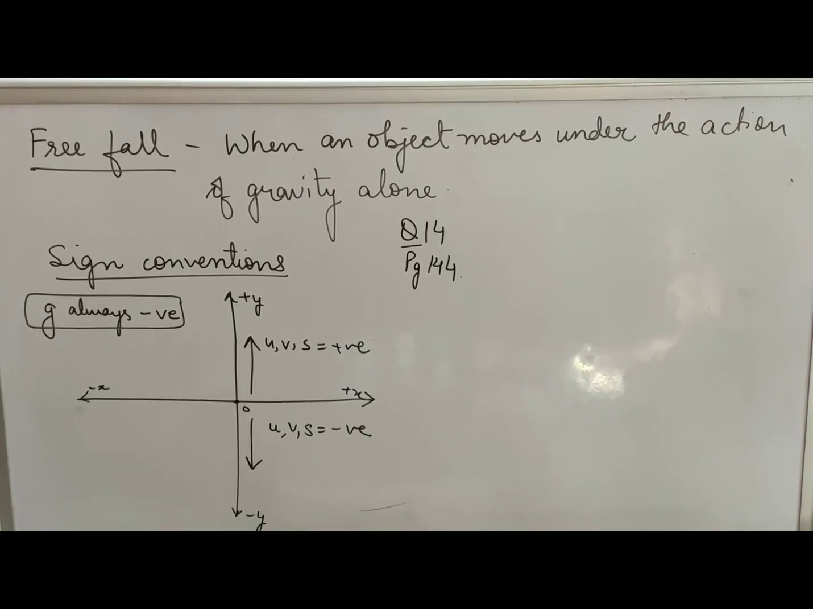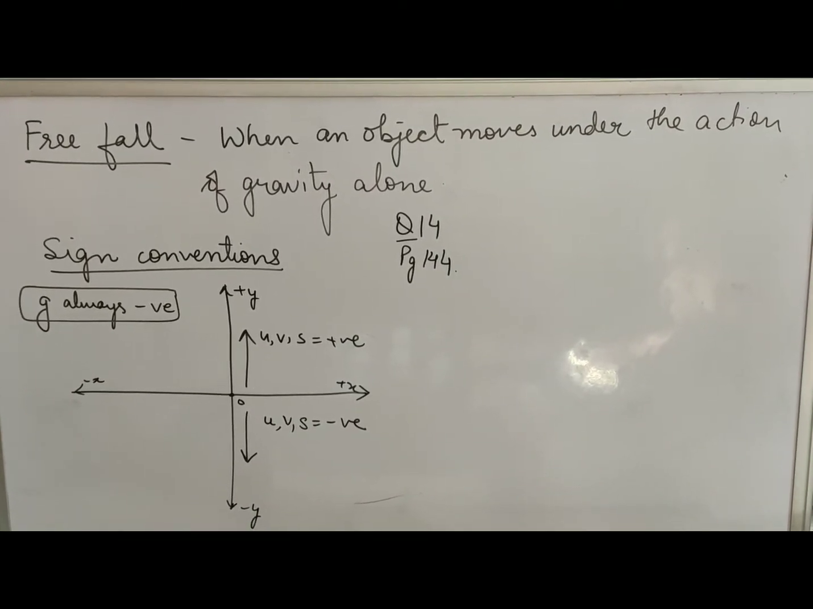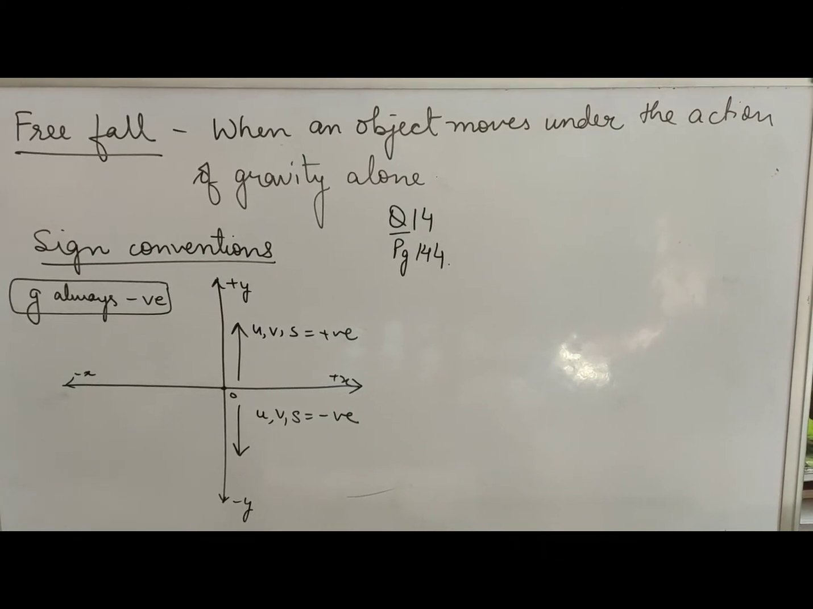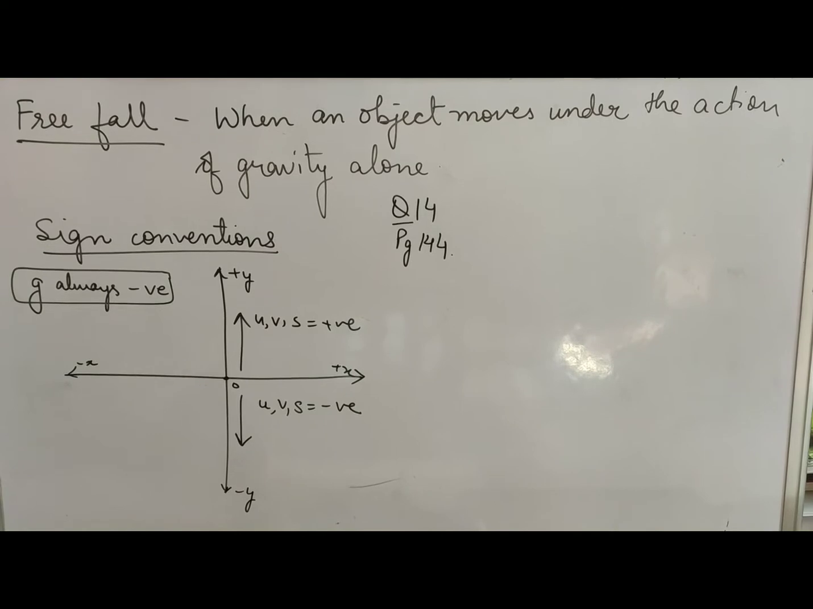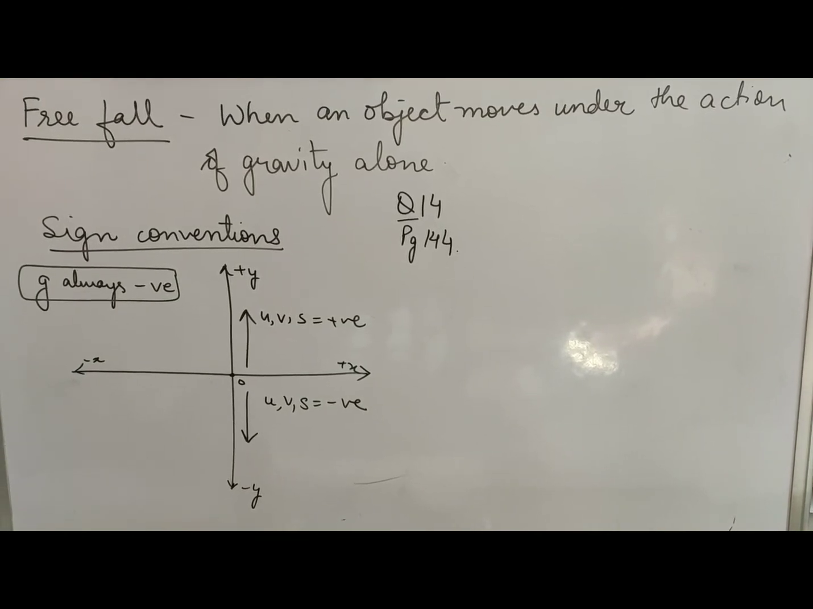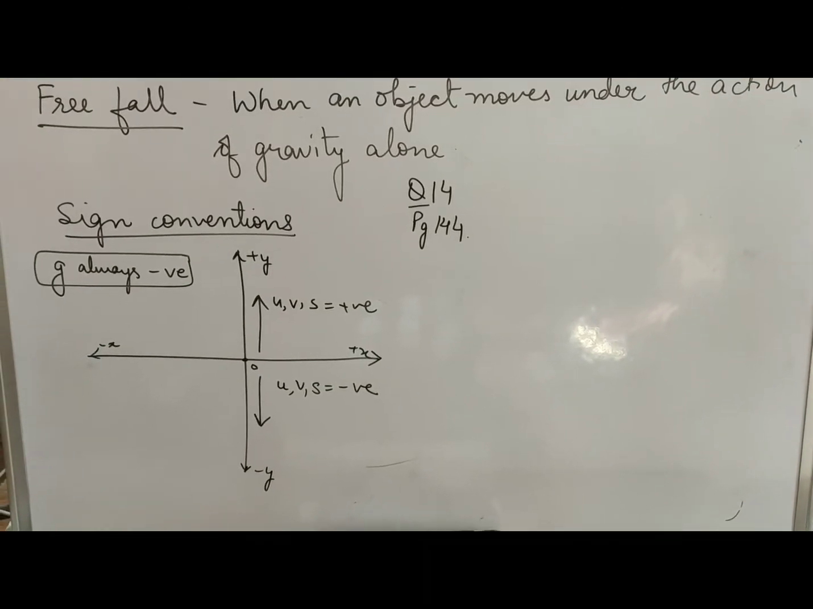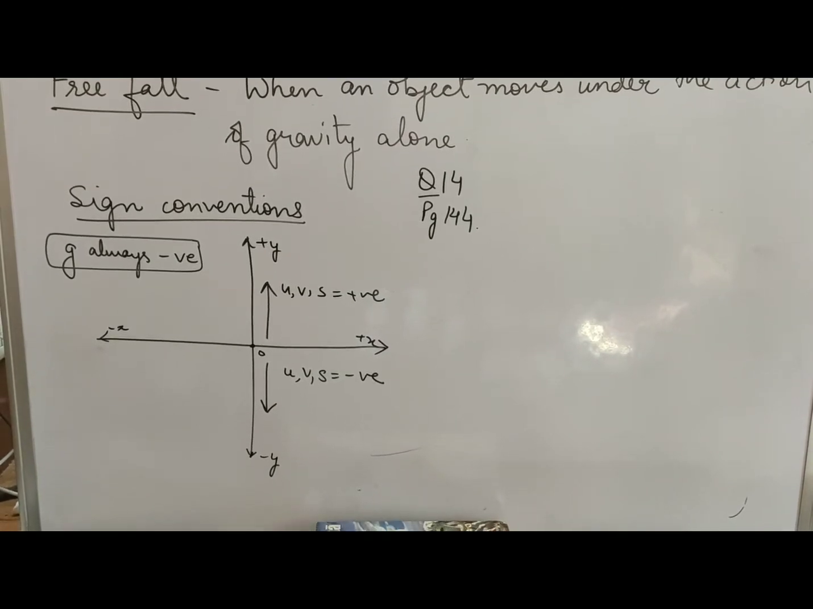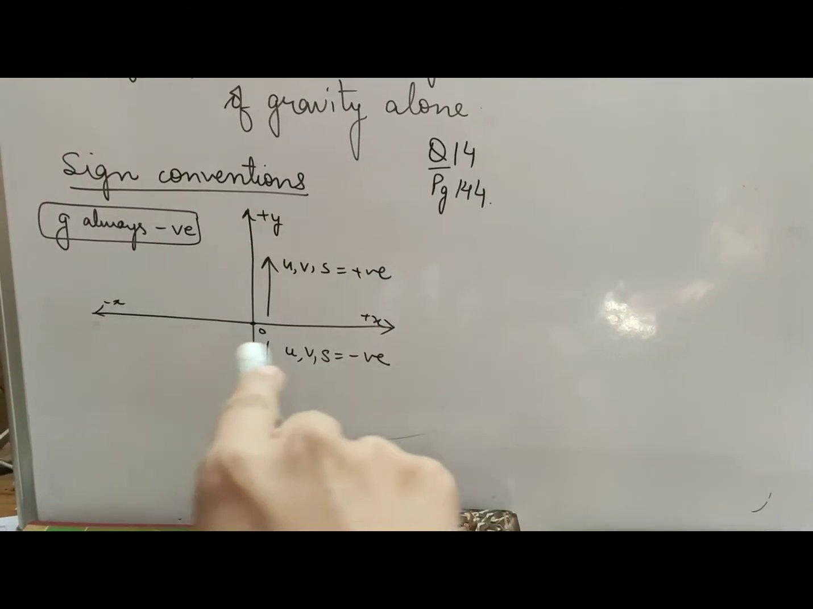So we have defined free fall as the motion of an object when an object moves under the action of gravity alone. Like when an object has been dropped from a height or when an object is thrown up. So the sign conventions that we follow for solving the questions based on free fall, we follow the normal Cartesian coordinate system.